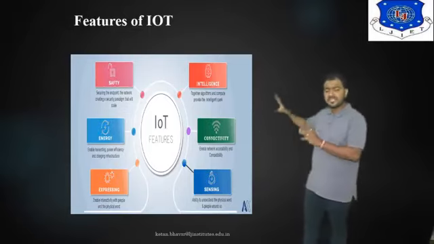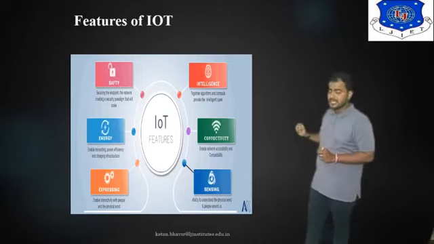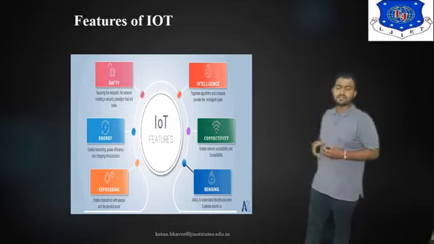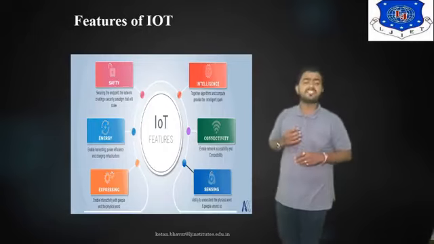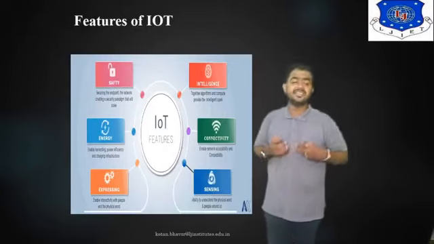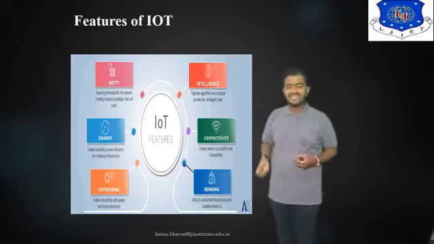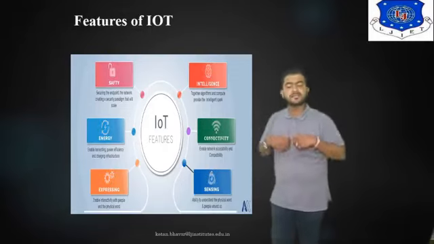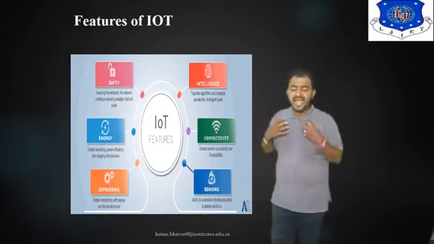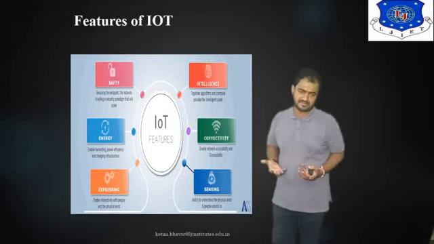So these are a few features of IoT. There are a number of other features too, but right now we are considering the few that are much more popular and much more used in the real world: safety, connectivity, intelligence, expenses, energy. These are the features which are very popular and very helpful for us.